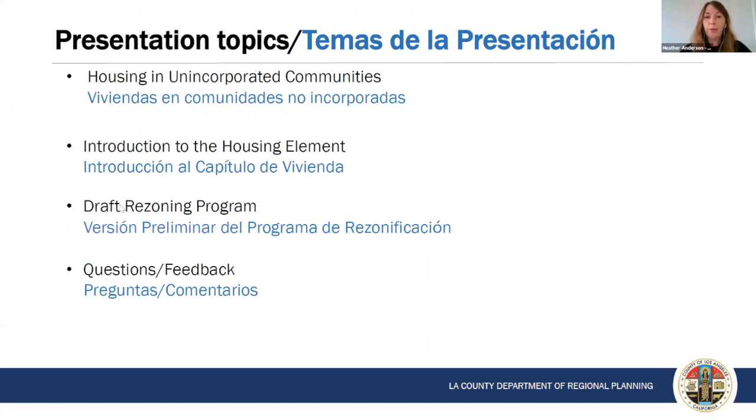Here's an outline of what we'll be presenting today. First, we want to give you some background on the current state of housing in the unincorporated communities. We'll follow that with an explanation of what the housing element is, what's included, and a timeline for the project. Then we will walk you through the draft rezoning program for East Los Angeles. We'll then give you an opportunity to ask questions and provide us some feedback.